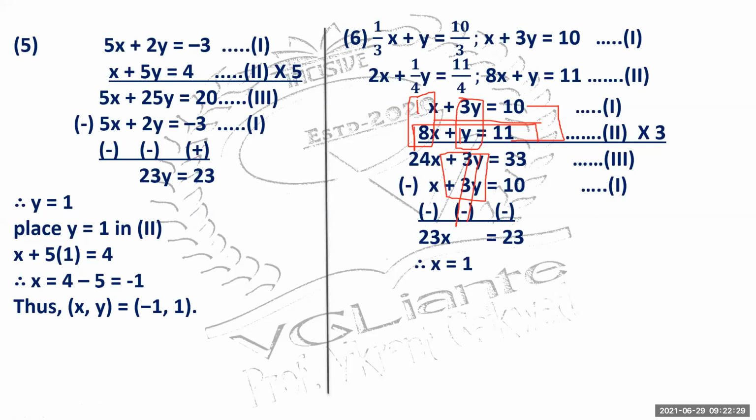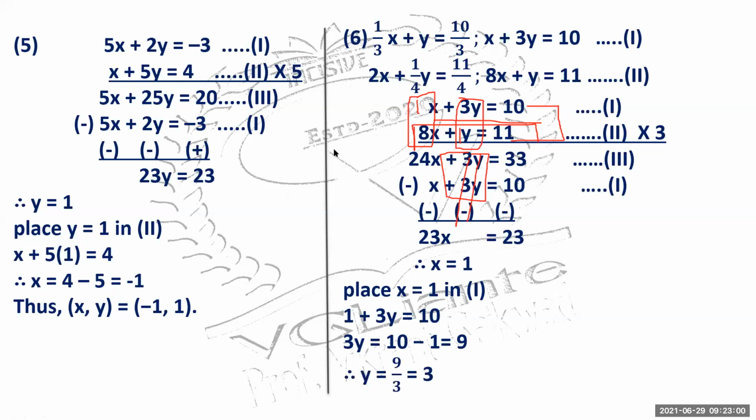Now you're going to put that value of x in equation 1. So you get 1 plus 3y equals 10. So 3y equals 10 minus 1. What is 10 minus 1? It is 9. So what you'll get? 3y equals 9. So therefore y equals 9 upon 3, that is equal to 3. So thus the value of x and y equals 1, 3. Is this clear to all the students?